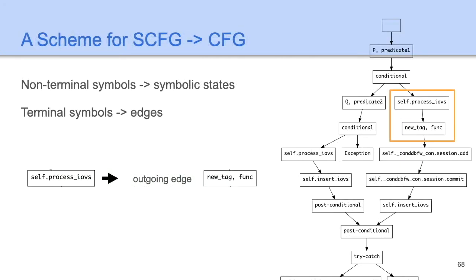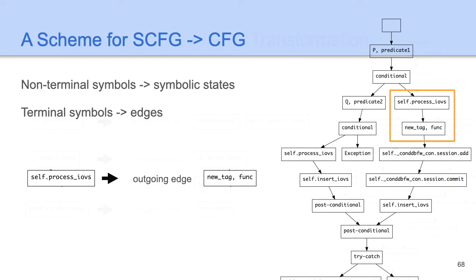The translation from a symbolic control flow graph into a context-free grammar involves mapping non-terminal symbols to symbolic states and terminal symbols to edges. This carries the intuition that a path through a symbolic control flow graph is a sequence of edges. Therefore, any context-free grammar should generate a sequence of edges. And here we have an example segment of a context-free grammar.